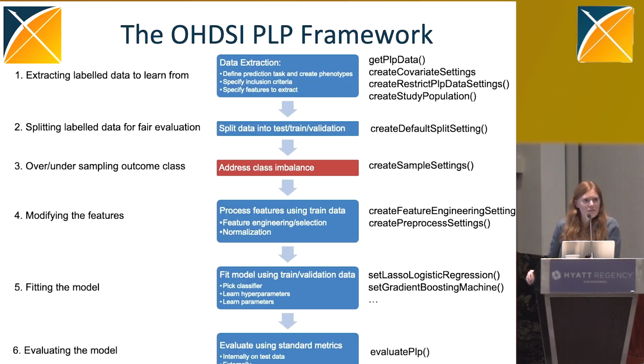Now I'm just going to go through this slide briefly, but this is the general process that the framework implements. The first part is the data extraction. The key thing for that is your prediction task. That's why we did this exercise earlier, where you think about what is your target population, your outcome, your time at risk. Those are the key components that will take you from the OMOP CDM to the labeled data that we're going to use to learn. And then we're going to go through the different steps to process the data. So you get the labels, you process it in some way, fit the model, and then have some standardized evaluation.